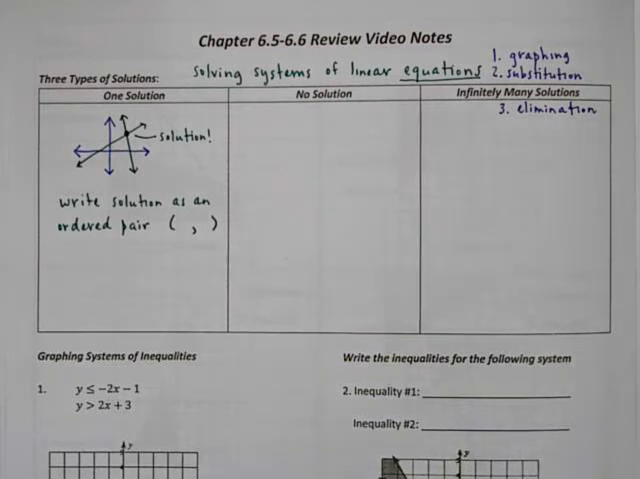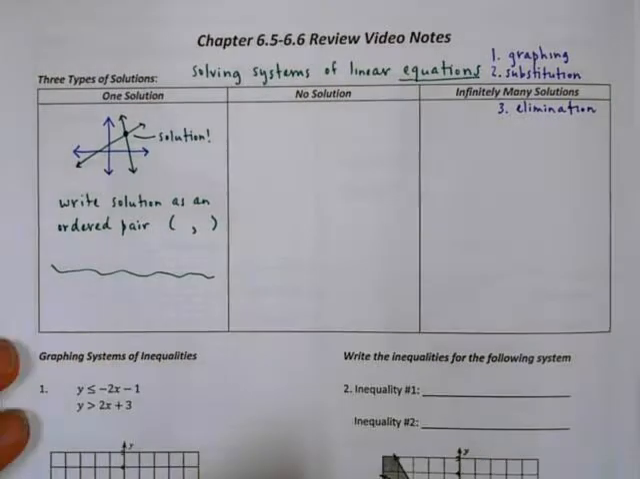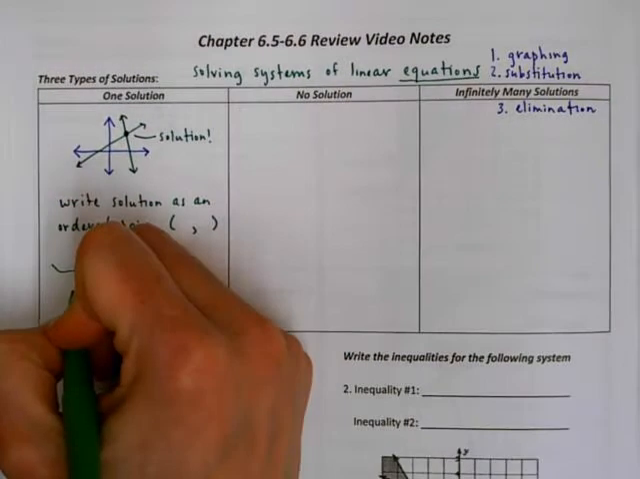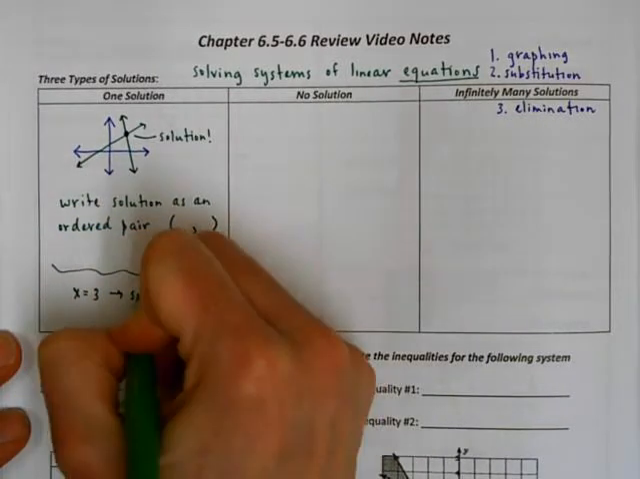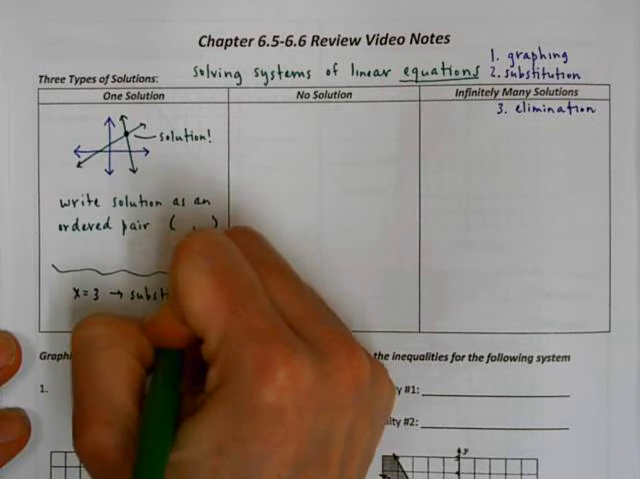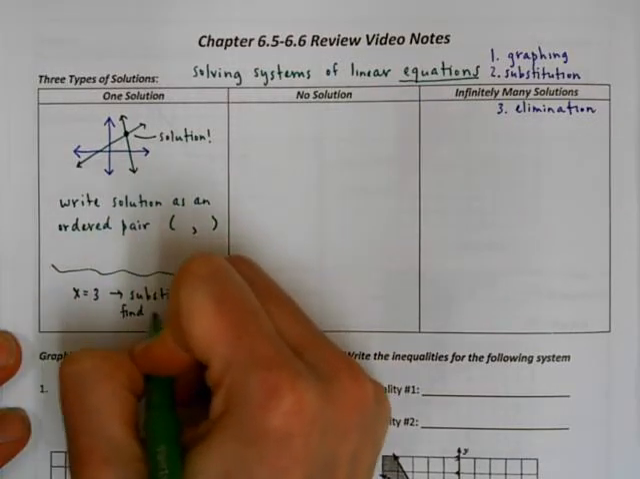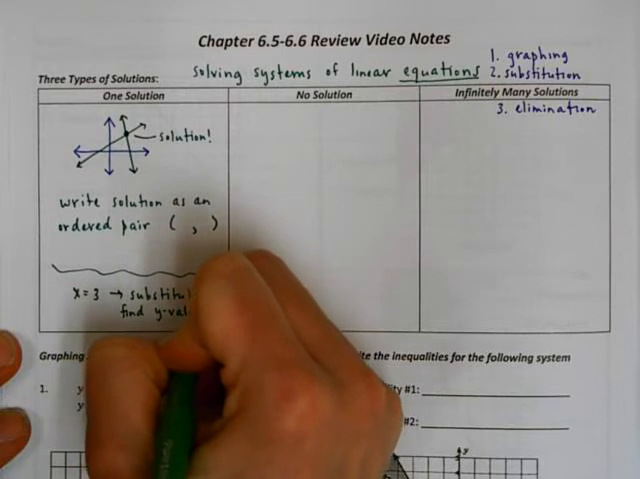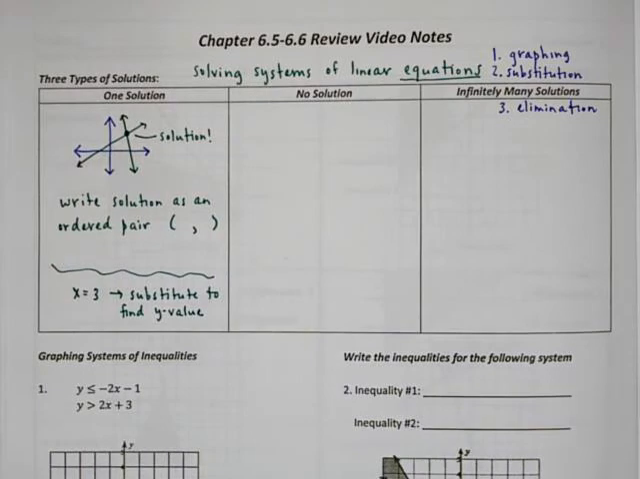Now, when we were solving by elimination or substitution, we would get something, right? We would cancel out one of the variables or we would substitute. We would get something like x equals 3, and then we would substitute to find the y value. And then again, we would write that solution as an ordered pair. So that's when we had one solution.